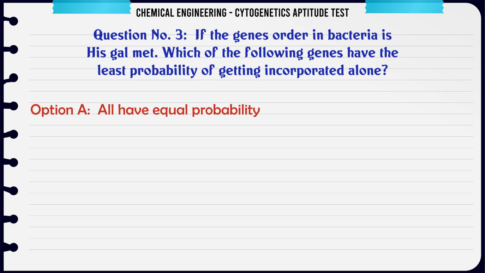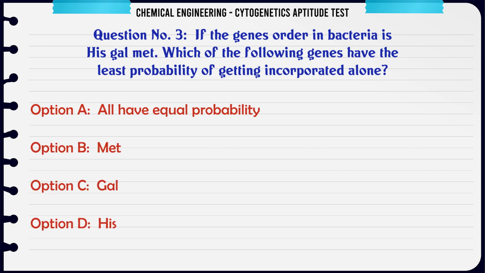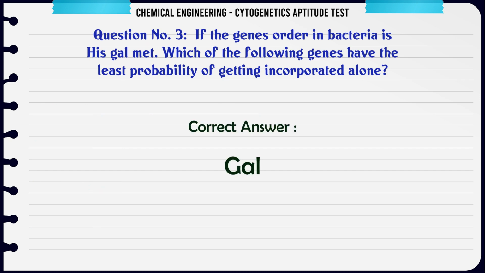If the genes' order in bacteria is his, gal, met, which of the following genes has the least probability of getting incorporated alone? A. All have equal probability. B. Met. C. Gal. D. His. The correct answer is gal.